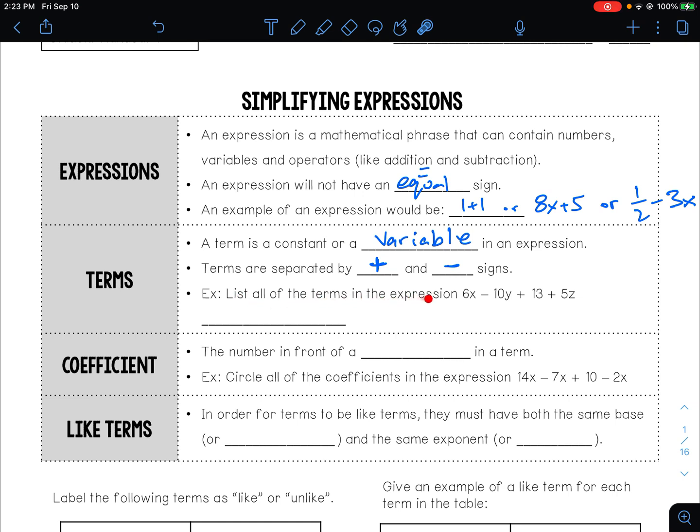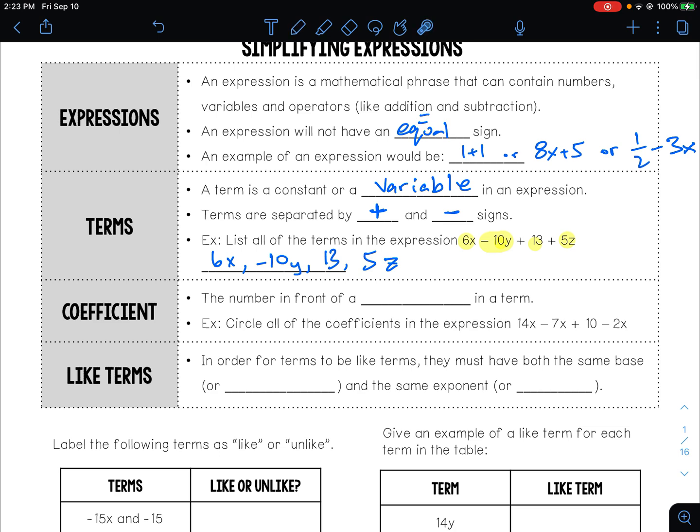List all the terms in the expression. In this expression right here, this is a term. This is a term, this is a term, and this is a term. And if it's got a minus in front of it, the term is technically negative. If it's a positive one, you don't have to put plus 6x or plus 13. We assume it's positive. So 6x is a term. Negative 10y is a term. 13 is a term, and 5z is also a term. I'm going to put a little slash through the z.